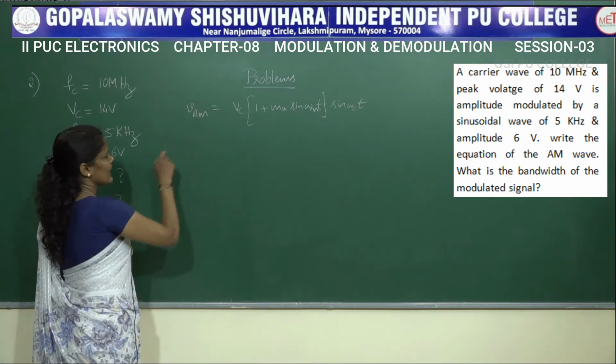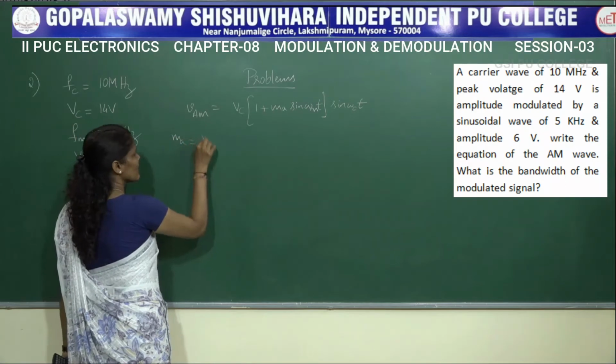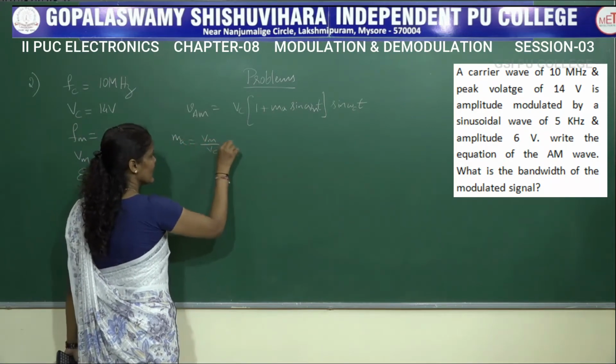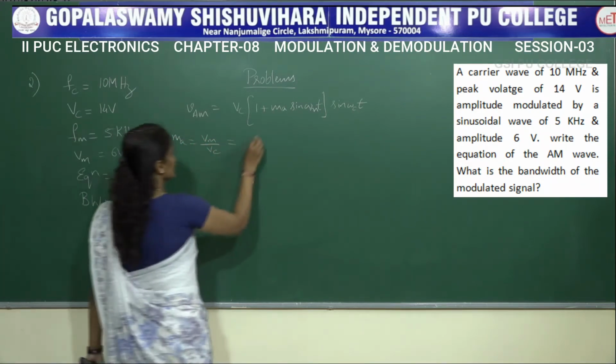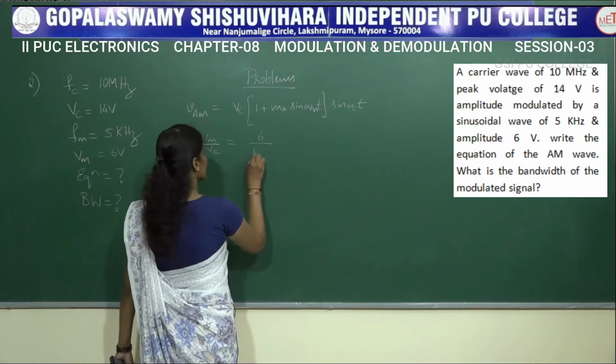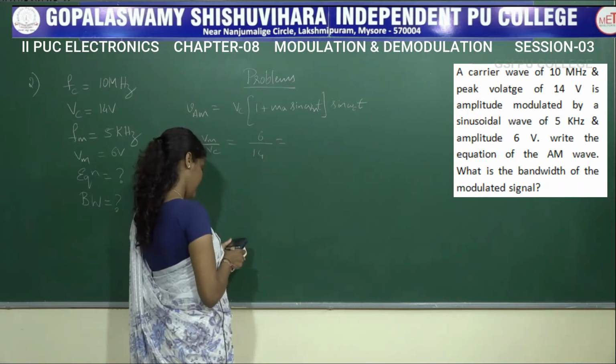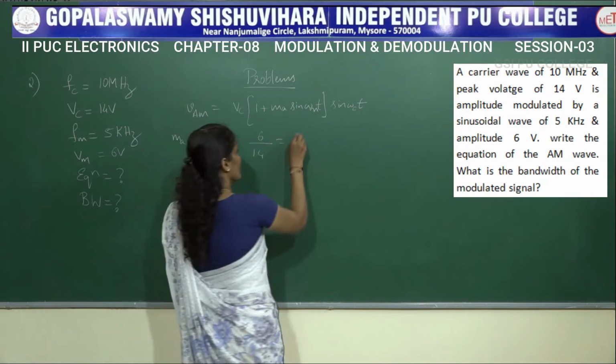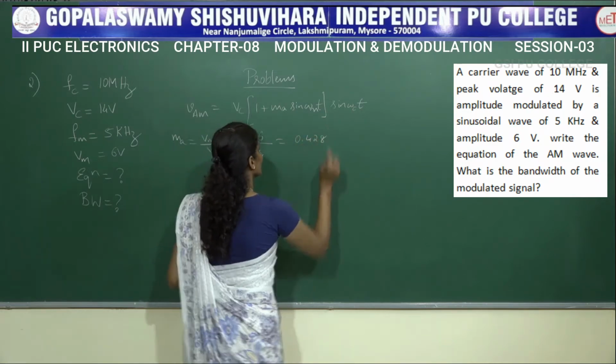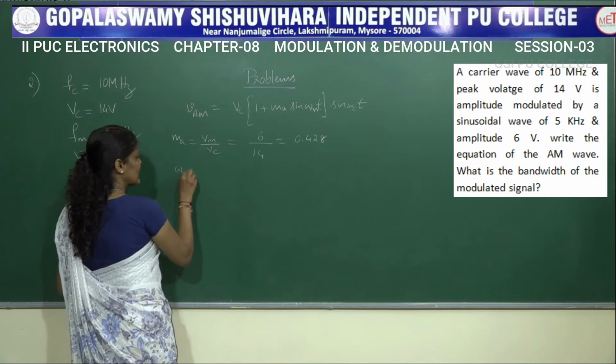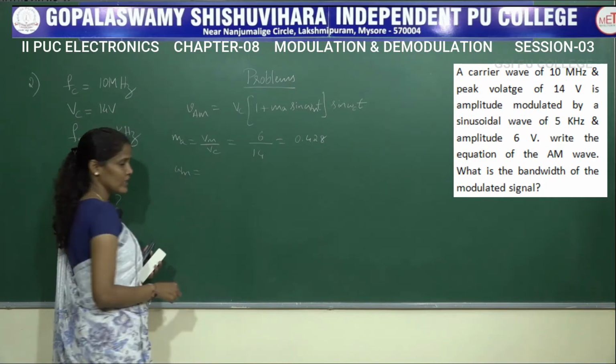But here I don't know the value of MA. MA equals Vm divided by Vc. Let us calculate that. Vm is equal to 6 and Vc is equal to 14. So I will be left with 6 divided by 14, 0.428. Omega m is not given, Fm is given, Fc is given.